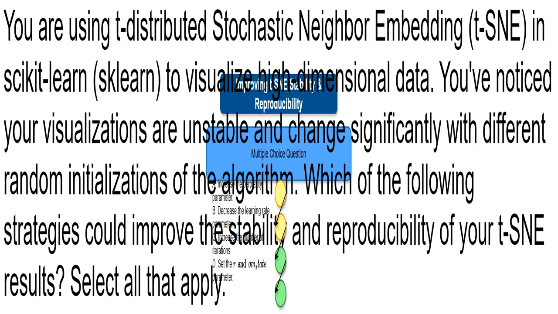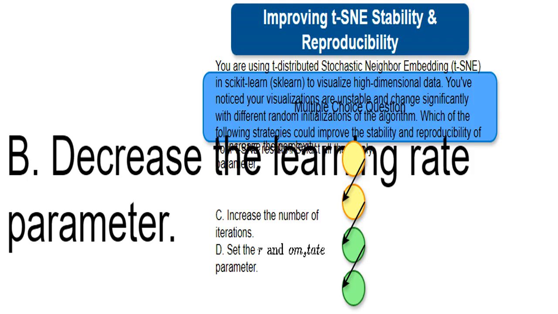Increasing perplexity changes the neighborhood size that the TSNE algorithm considers. This can improve the quality of the resulting visualization but doesn't directly address the randomness issue. The focus here is solely on making results repeatable. Decreasing the learning rate makes the algorithm converge slower. While slower convergence sometimes leads to slightly more stable results, it's not a guaranteed fix for the inherent randomness of TSNE. It doesn't get to the root cause, which is the random initialization.